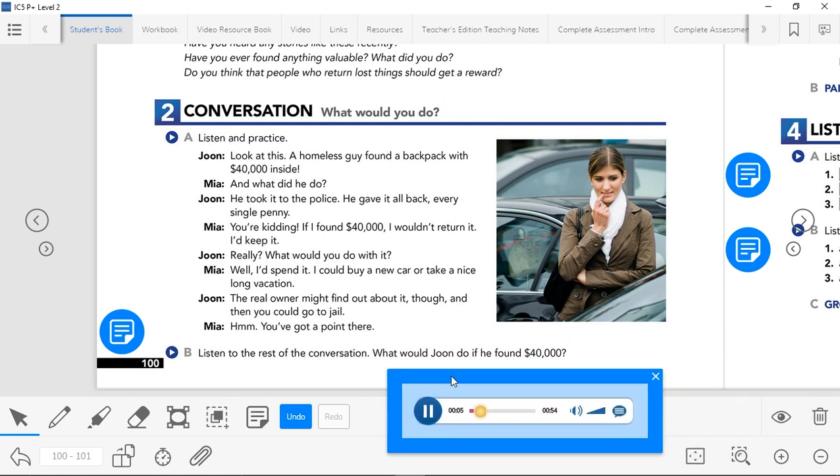Unit 15. I wouldn't have done that. Page 100. Exercise 2. Conversation. What would you do? Part A. Listen and practice.